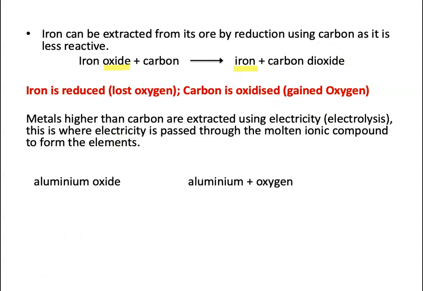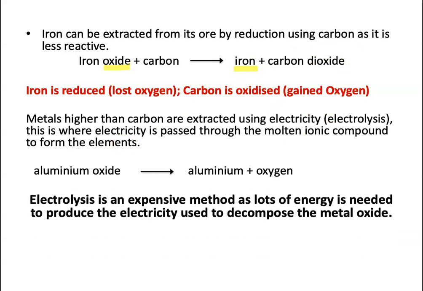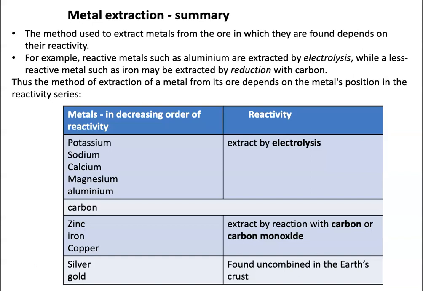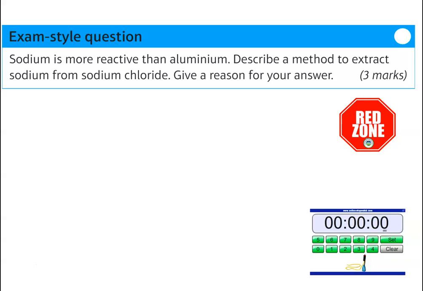And as I said earlier, metals like aluminium can be extracted using electrolysis, and we will look at this later on in lesson 3 to do with oxidation and reduction of metals. Electrolysis is expensive because you need electricity, which is a lot of energy needed to extract the metal. Okay, so just a quick summary then in a table, and that's a nice table for you to have in your mind.